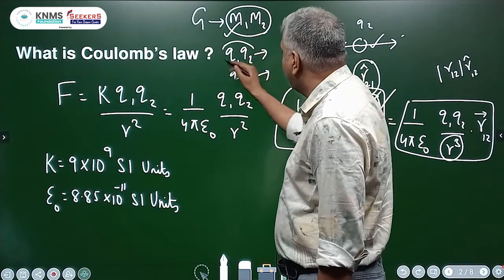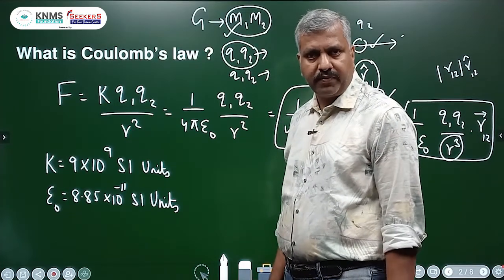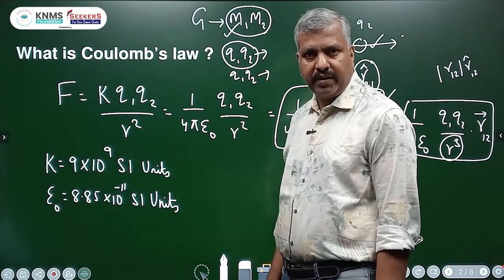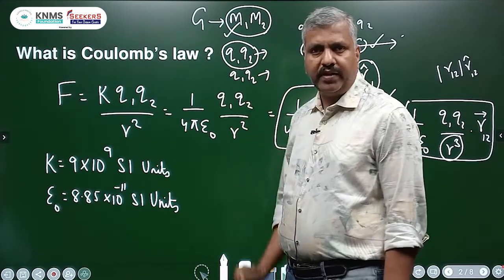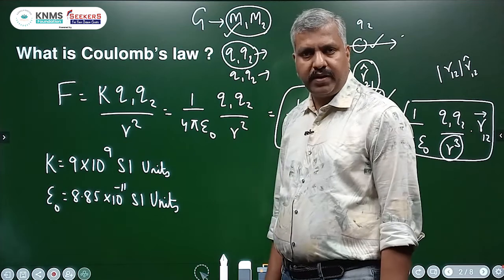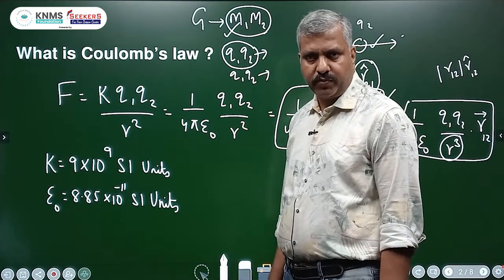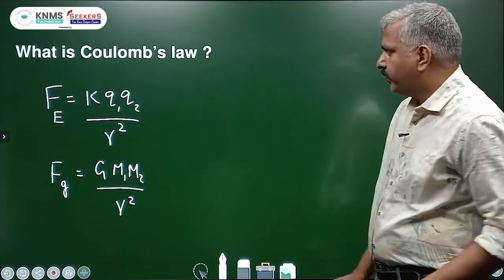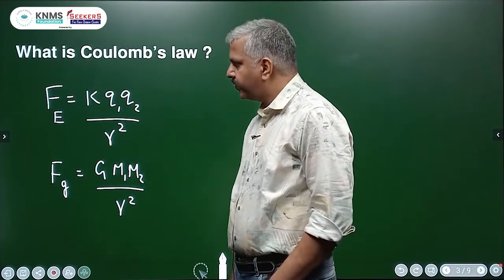If Q1 and Q2 are identical, that means if they are the same type of charges, both positive or both negative, the force is repulsive. If they are opposite charges, then the force is attractive. Okay. So, I hope you understand this fundamental difference between gravitational force and electrostatic forces. Okay. So, I was explaining to you the difference between electrostatic force and gravitational force.